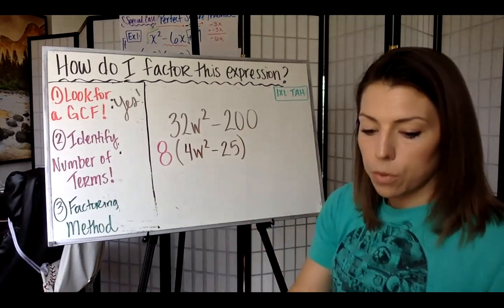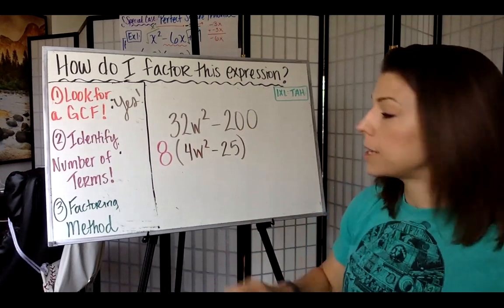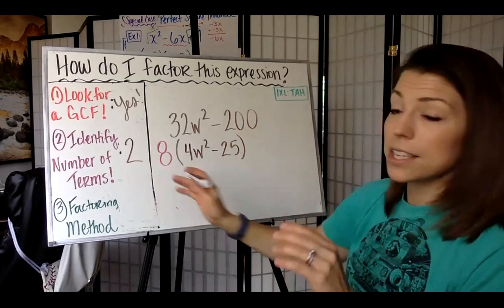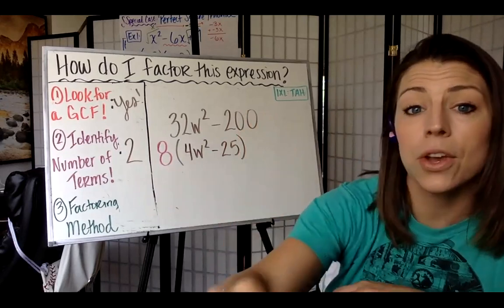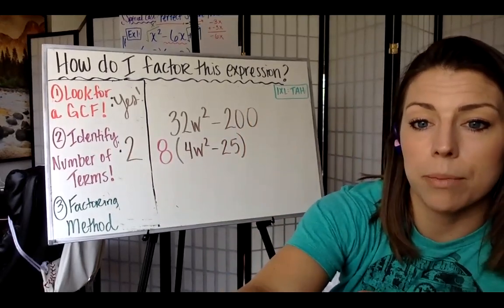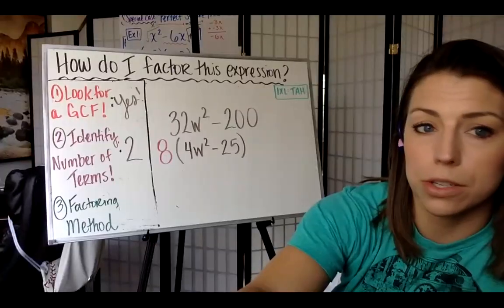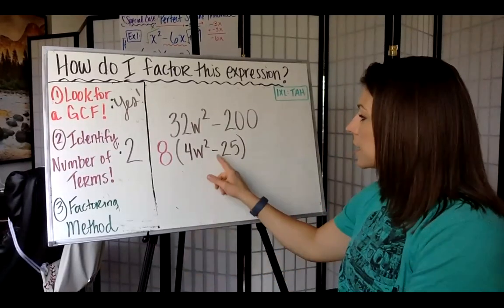All right, now we look at what do we have left over. So how many terms are there left? There are 2 terms. So that means because there was a GCF, we're either done or it's a difference of 2 squares. Remember, look at your flow chart. It's either a difference of 2 squares or you're done because there's only so much that you can do with 2 terms. Is it a difference?